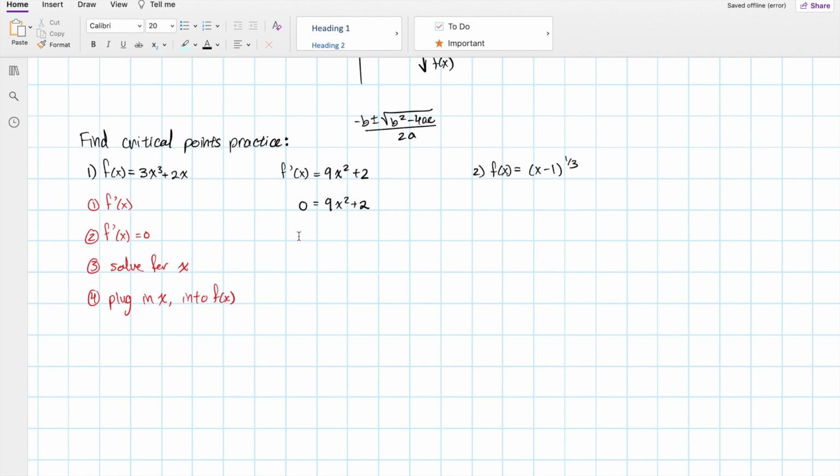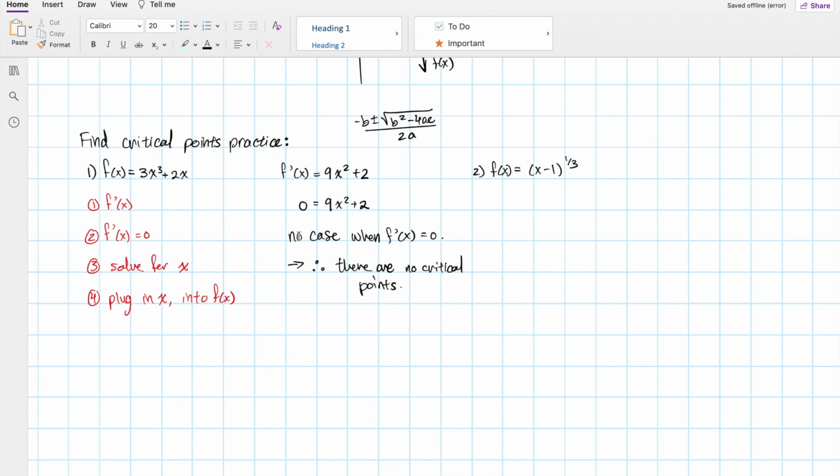So therefore, we see that there's never a case when f prime of x, so the derivative, is equal to 0, which means it is always positive. And we're going to talk about that later, which means, therefore, there are no critical points. Ooh, okay. Let's try number 2 now.